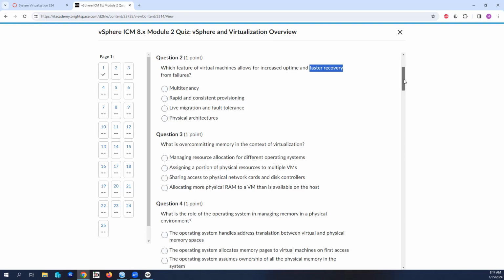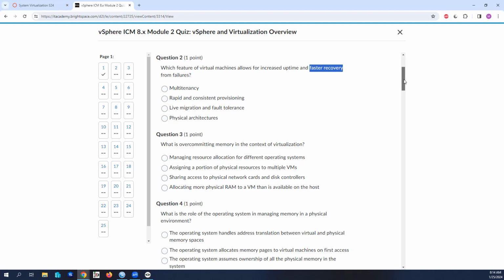So physical architecture is just 32-bit or 64-bit processors. Does that have anything to do with uptime? No? That's CPU architecture. Rapid and consistent provisioning is deploying new virtual machines. Does that have anything to do with uptime? No. It means existing machines continuing to run.